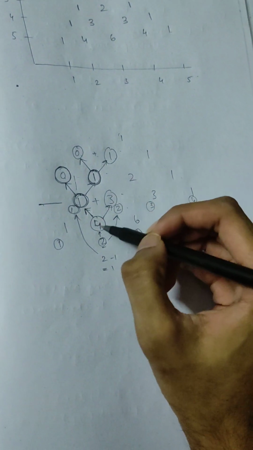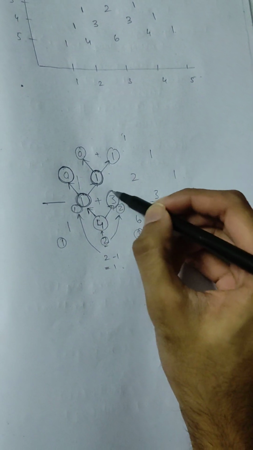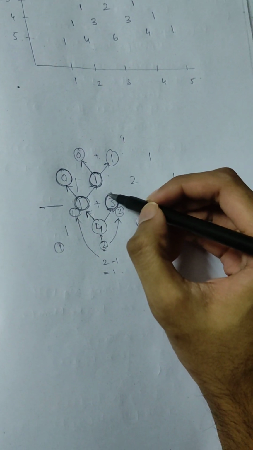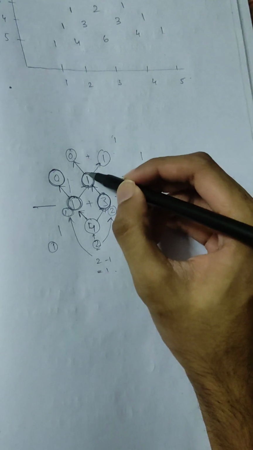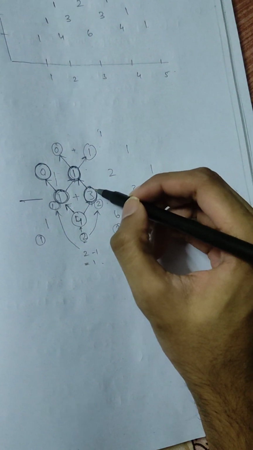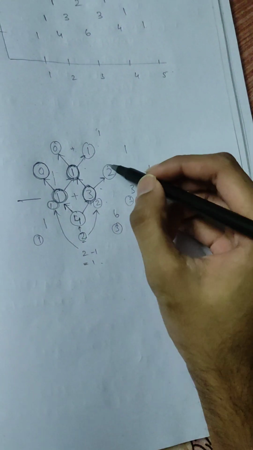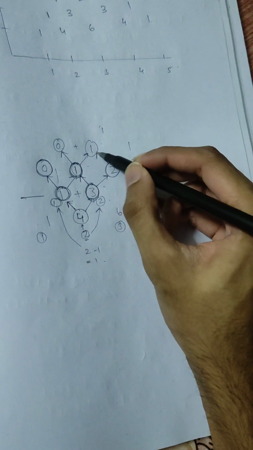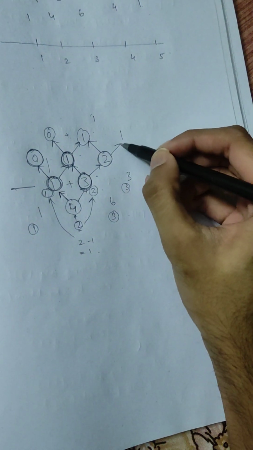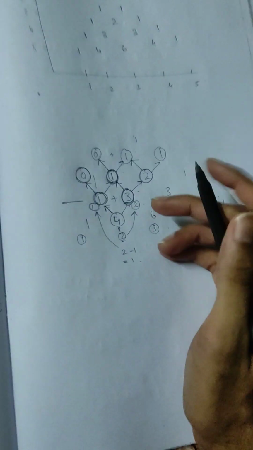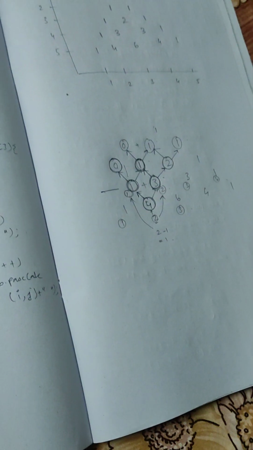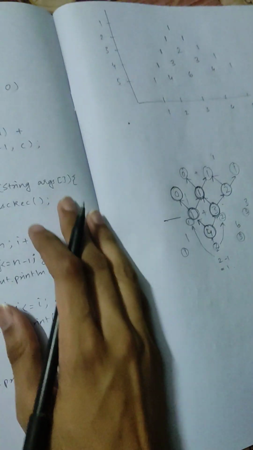And when coming to this part, suppose we have to find the value of 3. So to find 3, we have to find this 1 and then this 2. To find this 2, we have to find this 1 and this 1. In this way we can find the value of this 4. So this is the basic logic of Pascal's triangle.